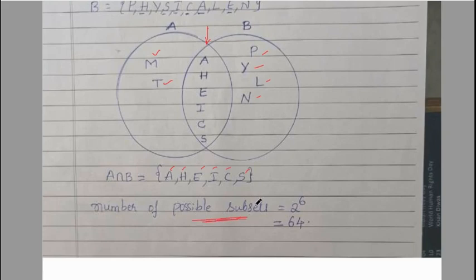A, H, E, I, C, S. So number of possible subsets is 2 power 6 because the number of subsets formula is 2 power n, where n is the number of elements in the set. Here we have 6 elements, so 2 power 6 is 64.